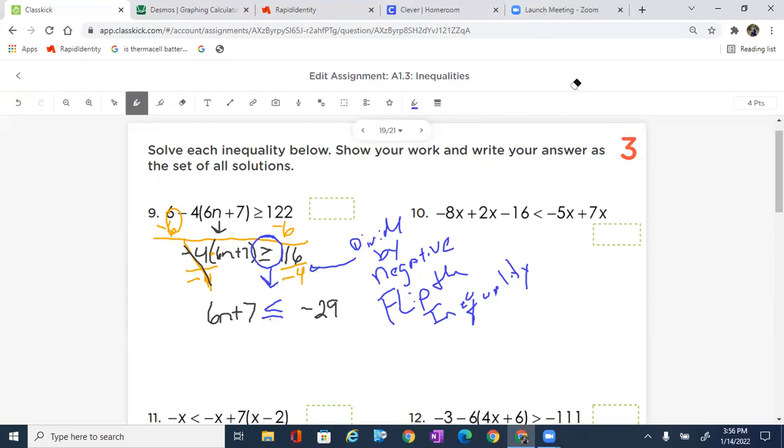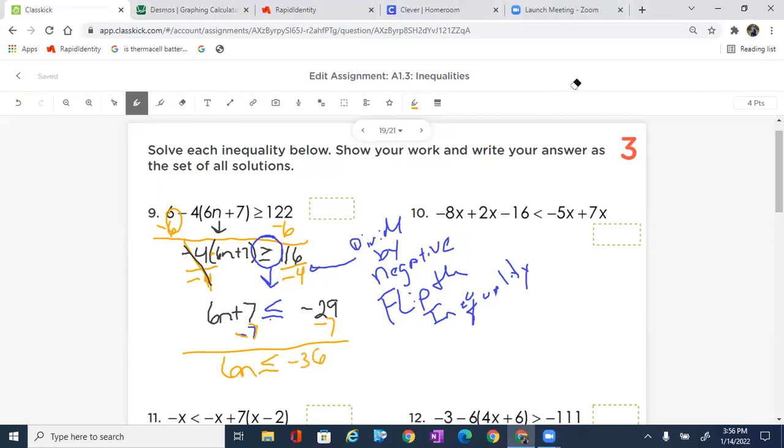Now we go back to just basic solving. Now we flipped that inequality. I'm going to get rid of that positive 7 with a negative 7, so a negative 7 goes to that side. That's going to bring me to 6n is less than or equal to negative 29 minus 7, which is negative 36.